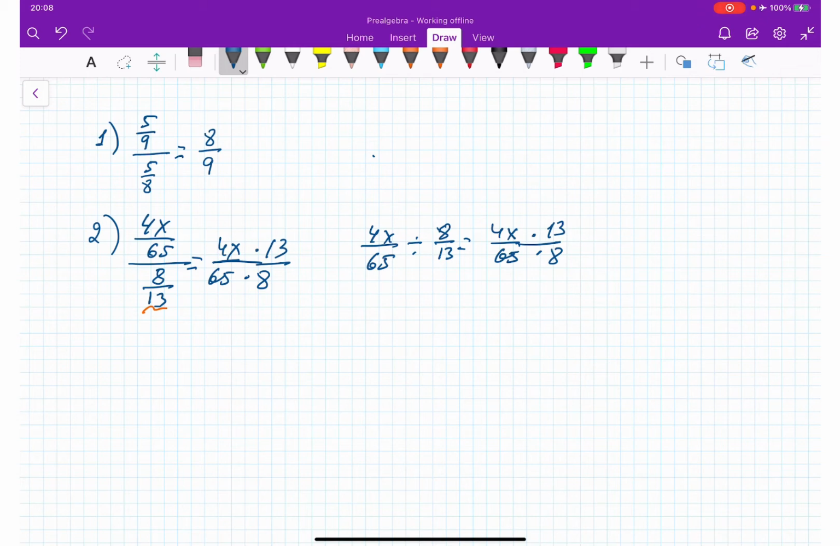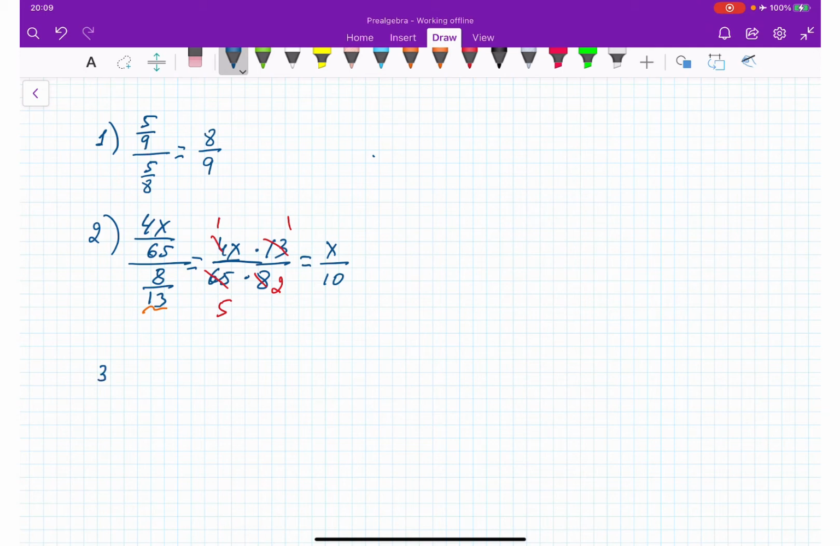So all right, let me see. 65 and 13 I can divide, right? 65 divided by 13, I think it's 5 times. Okay, 1, and here is 5. And 4 and 8 I can reduce by 4, so it's going to be 1. 4 divided by 4 is 1. 8 divided by 4 is 2. Right? So the result is we have x survived there, and in the denominator we have 10.